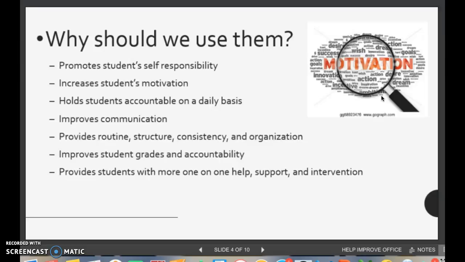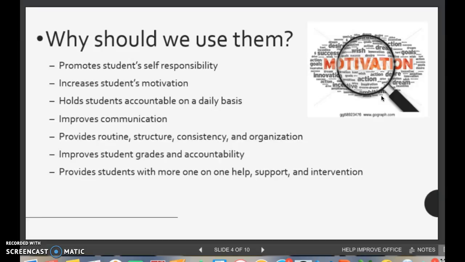It promotes routine, structure, consistency, and organization. So this routine just shows a routine of getting up and down, or it shows them a routine of what they shouldn't do. And the organization is just that it's shown right there in front of them on the desk, so they are able to see that at all times, and I think that makes them aware.